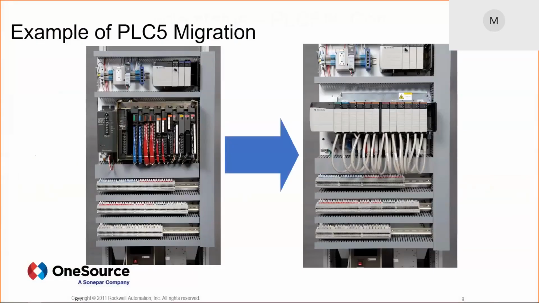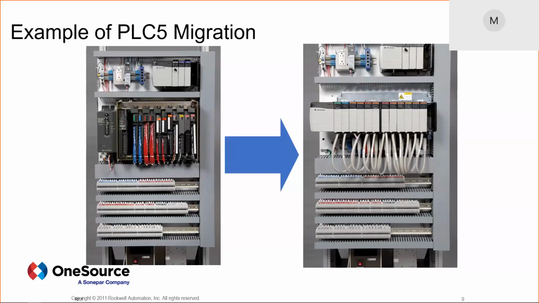So here's an example of a PLC5 migration. On the left, you can see we've got a PLC5 rack with a controller and IO, and to the right it's been migrated to a ControlLogix. In this picture on the right, the ControlLogix rack is mounted onto the top of the PLC5 chassis. But it's actually an IO conversion system. This simplifies your migration as far as the physical work. With this type of migration, there are no wires being disconnected.